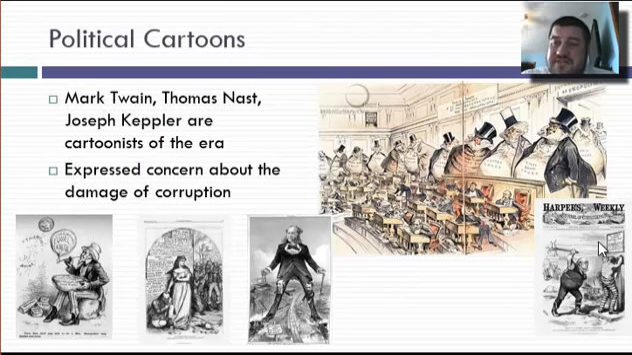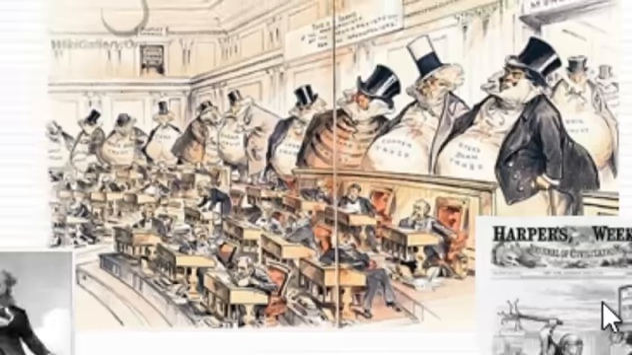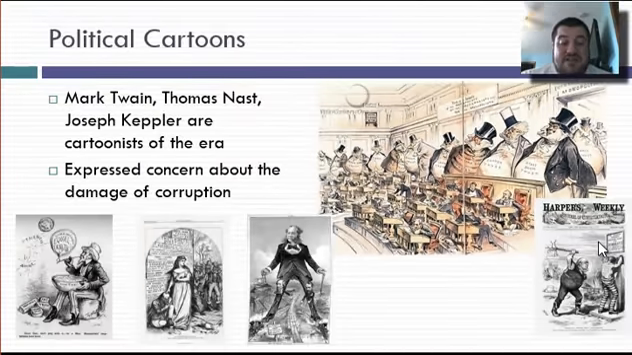Political cartoons of the era are a way for artists to basically comment on the social ills of the era. Mark Twain, Thomas Nast, and Joseph Keppler are cartoonists of the era. Joseph Keppler's drawing on the right here is a cartoon of the monopolies, who are represented by large men in the background, overlooking the Senate, and they are in charge.